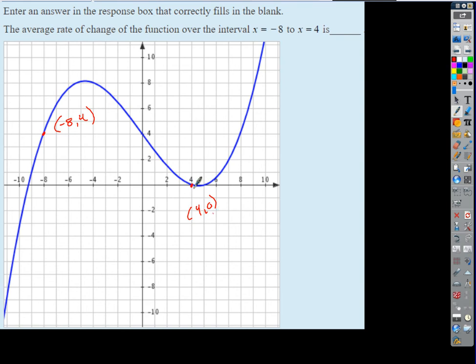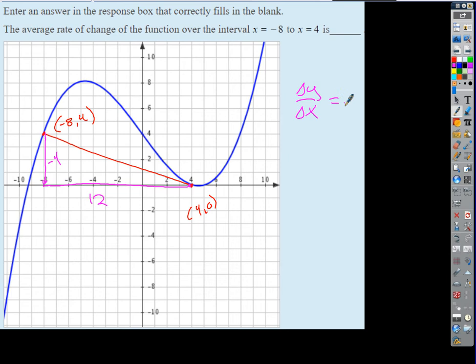We can do it graphically, which is probably what this is getting at, because it's giving us a graph. And if I were to draw a slope triangle here, the rise is negative 4, while the run is 12. And so we get negative 4 over 12, which is negative 1/3. What's our mathematical definition of an average rate of change of a function? Change in y over change in x, right? So the average rate of change is delta y over delta x.